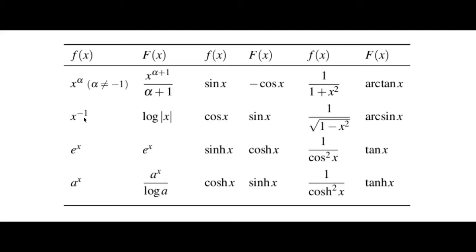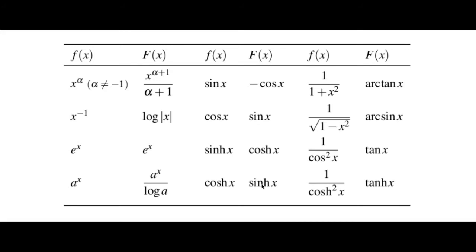For 1 over x, or x to the -1, the primitive is the logarithm of the absolute value of x, because if you compute the derivative of the logarithm you get 1 over x. And the exponential is similar. The primitive of a to the x is a to the x divided by the logarithm of a, because the derivative of a to the x is a to the x times the logarithm of a. The primitive of the sine is minus the cosine, because the derivative of the cosine is minus the sine. The primitive of the cosine is the sine, because the derivative of the sine is the cosine.